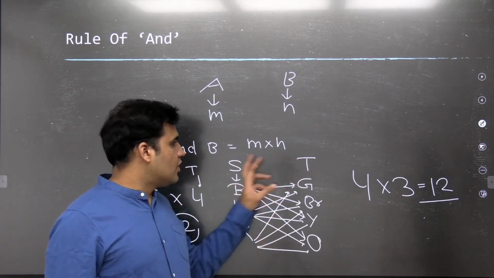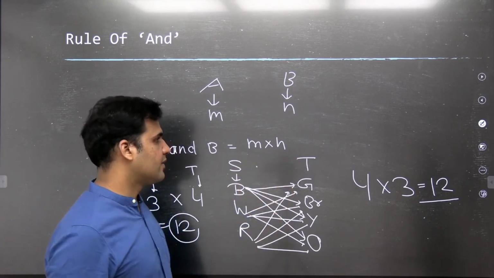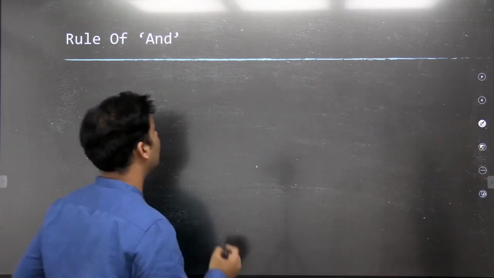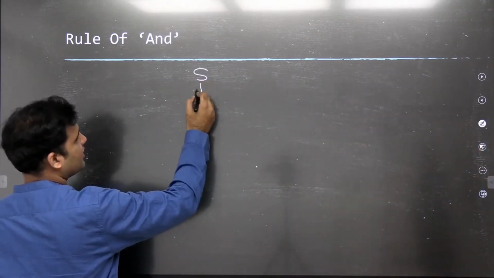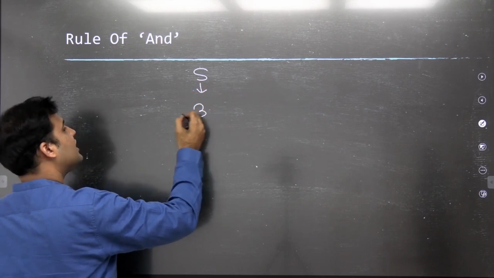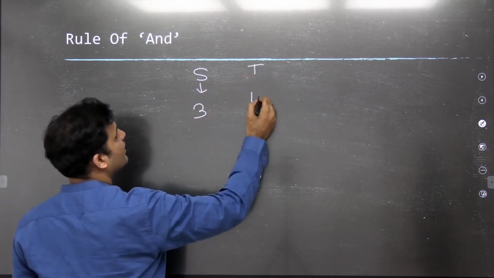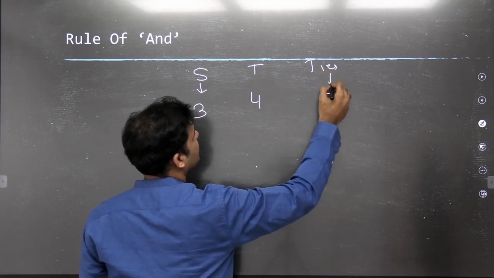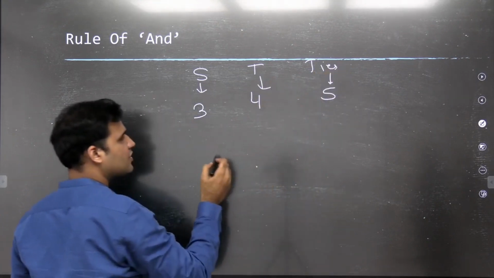Instead of these 2 events, let's say I have 3 events, right? If, along with shirt and trouser, let's say I also have to wear a tie. Now I'm not writing down all these numbers. Let's understand it. I have 3 different types of shirts, 4 different types of trousers, and let's say 5 different types of ties. In how many ways will I be able to wear my suit, guys?